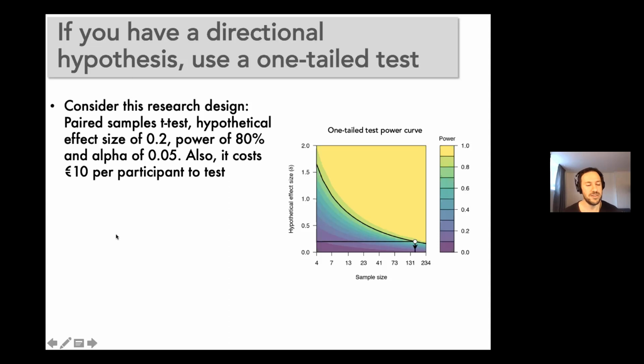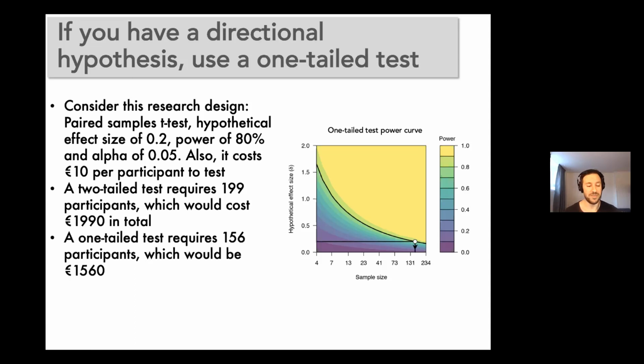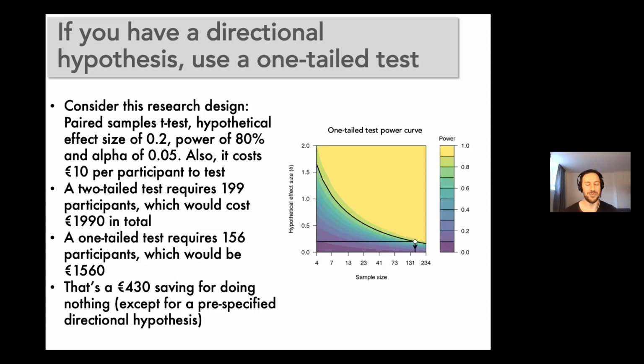So, okay, let's think about this paired sample t-test. We have a hypothetical effect size of 0.2, power of 80%, and an alpha of 0.05. And let's also assume it costs 10 euros per participant to test. A two-tailed test would require 199 participants, so that's almost 2,000 euros. But if you're doing a one-tailed test, this drops down to 156. So it's a lot cheaper. It's a huge saving for essentially doing nothing.